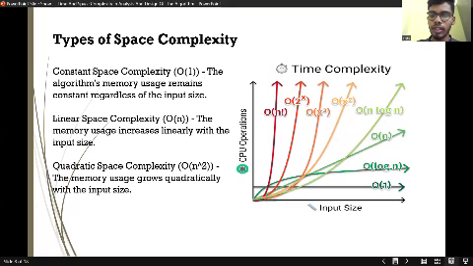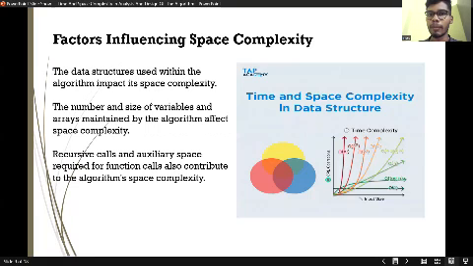That is O of n factorial, 2 raised to n, n cube, n square, n log n, O of n, that is linear, log n, logarithmic, and O of 1, that is constant. This is with respect to the input size as well as the CPU operations of the time complexity.